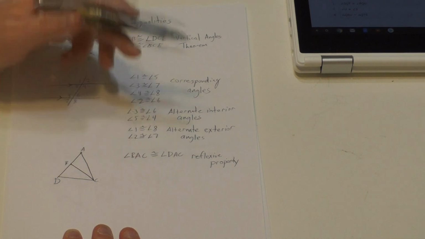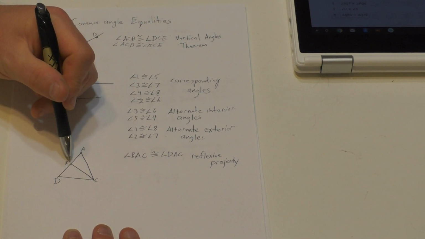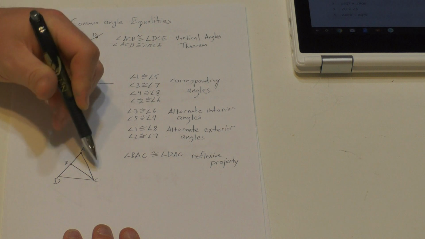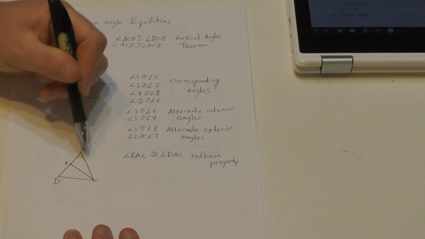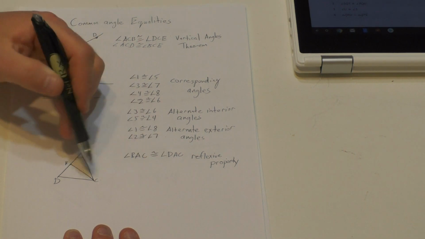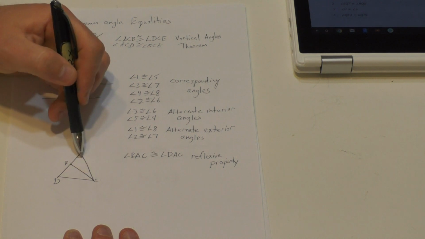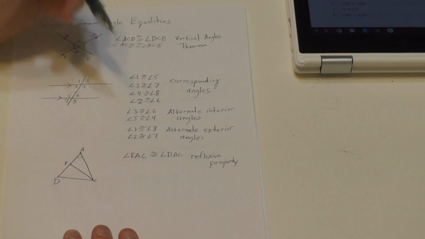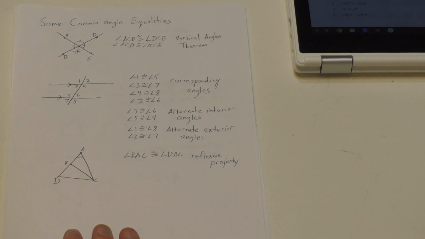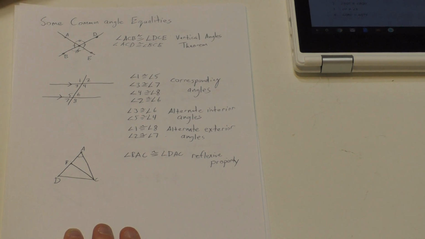Now the final idea here is if you have the same angle on top of itself, it's called the reflexive property. So if you look here, BAC is right on top of DAC. So you'd say BAC and DAC are equal by the reflexive property. So we're going to use these properties in our proofs for similarity.